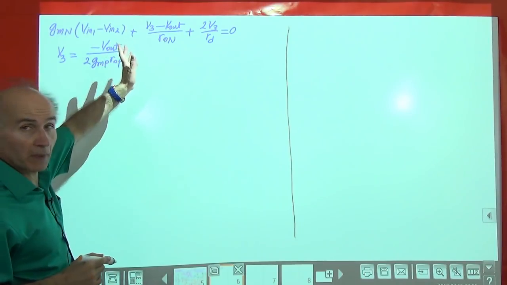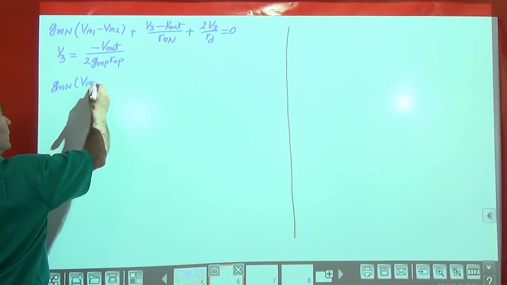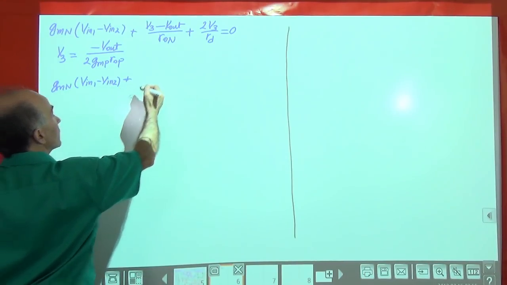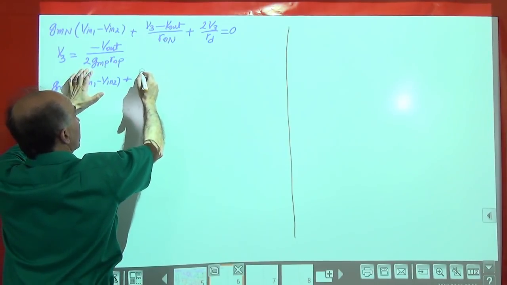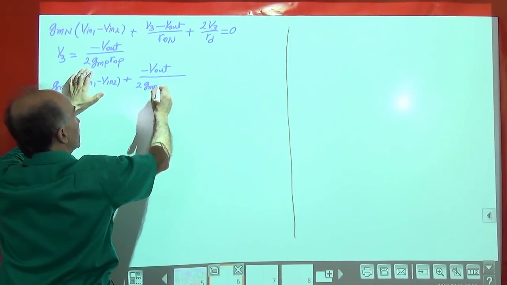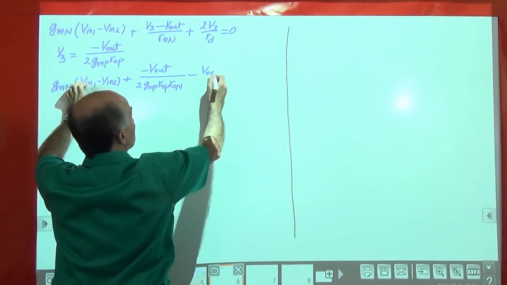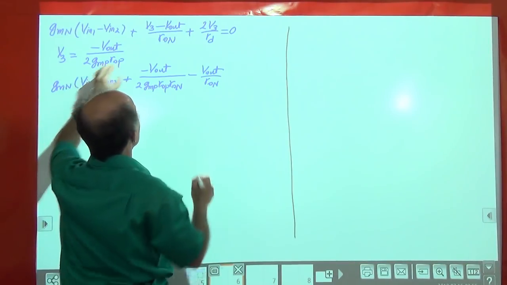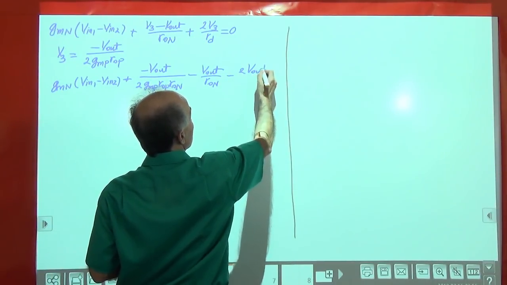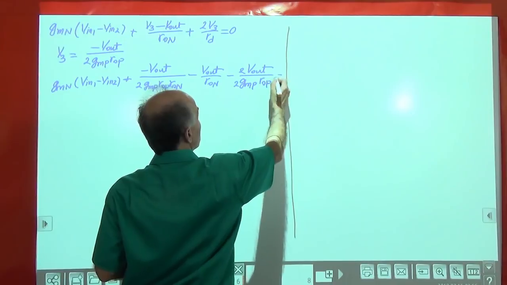Okay, so we just need to group things and solve the equations. So we have gmn Vin1 minus Vin2 plus, okay, so V3 is this equation. So we have minus Vout over 2 gmp rop, ron, then minus Vout over ron. So this one and then this one. And then that one, so minus 2 Vout over gmp, 2 gmp rop equals 0.